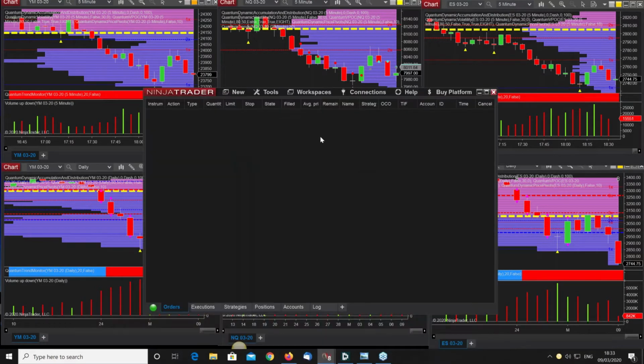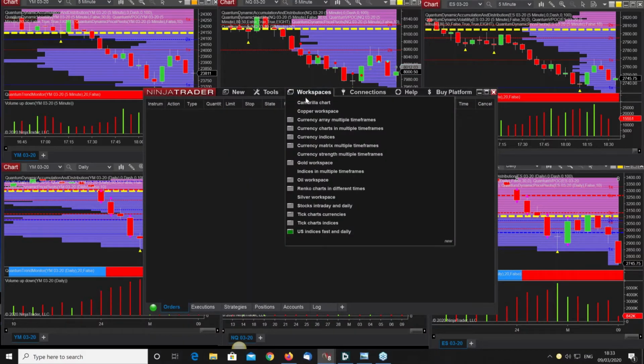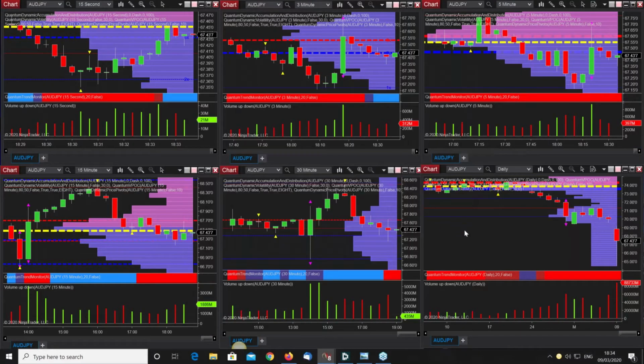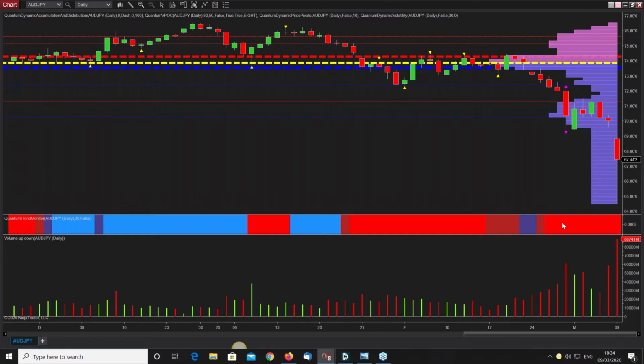In terms of indices, fantastic two-way price action on the indices. We go into the, where are we? Here we are, currency charts in multiple time frames. This is what we're seeing at the moment. They're not all the same across the yen complex. I'll just pop this up full size, so you can see it better.